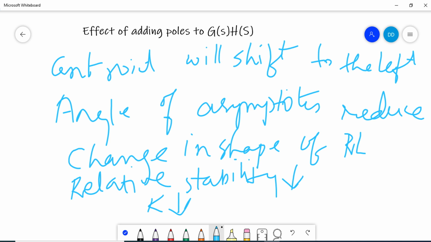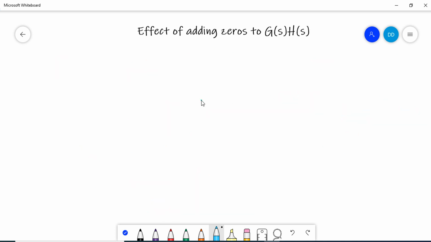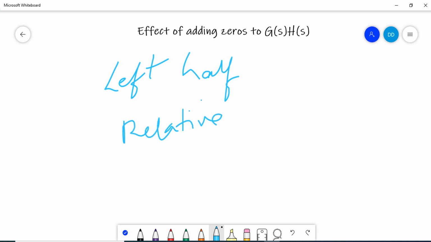Next, we'll see what happens if we add a zero to the open loop transfer function G(s)H(s). Obviously there will be a change in the shape of the root locus, and it will shift to the left half of the s plane. The second thing is the relative stability of the system is improved.